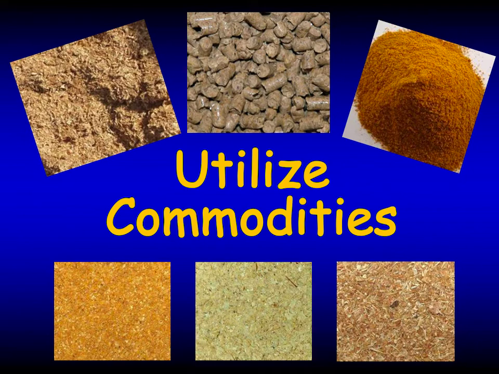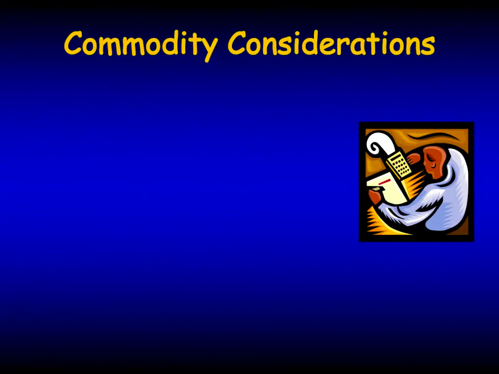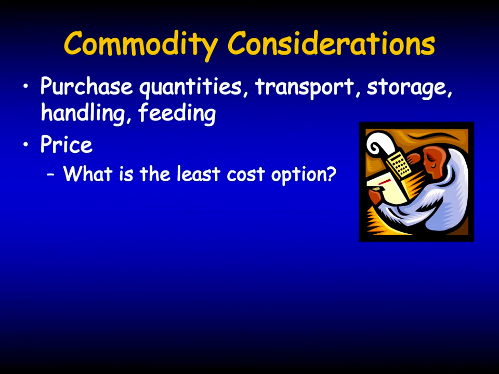All right, we can utilize commodities to extend pasture and hay during a drought stress. When we think about using commodities as a mitigation strategy, we need to think: Where are we going to buy them? How much do we have to buy at one time to get a good price on them? How are we going to transport them? Where are we going to store them? And then how are we going to handle them and feed them?